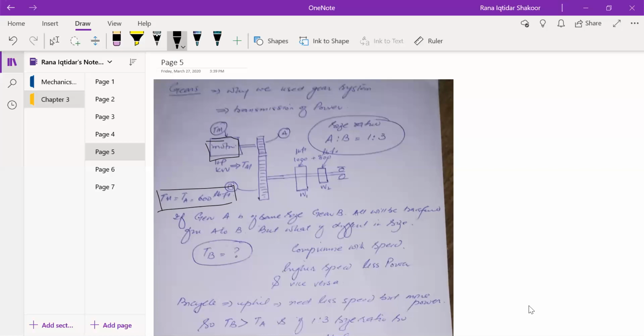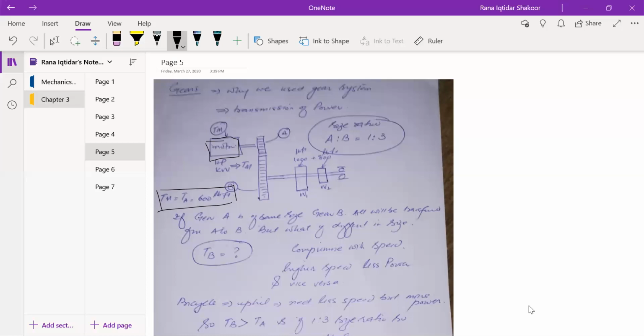But now A will transfer the same amount to this gear B. But since gear B is larger in size, it will produce more torque, right? But then definitely we will have to compromise on the speed, because the smaller gear will be running at more speed, and that larger gear will be running at the lower speed, obviously.